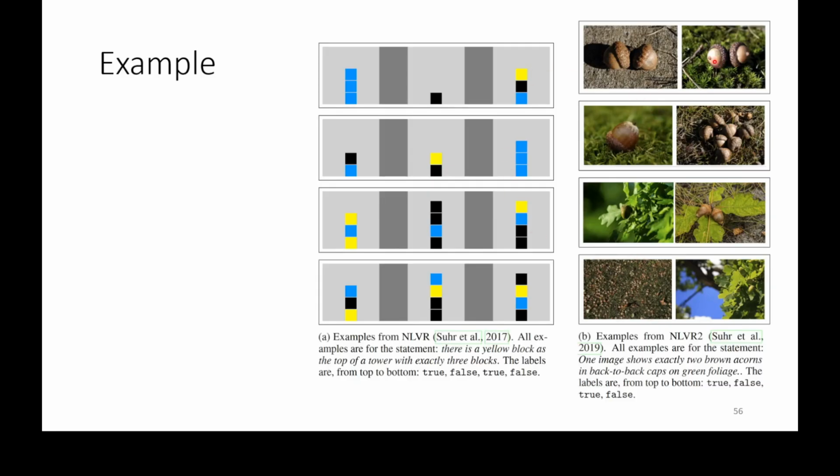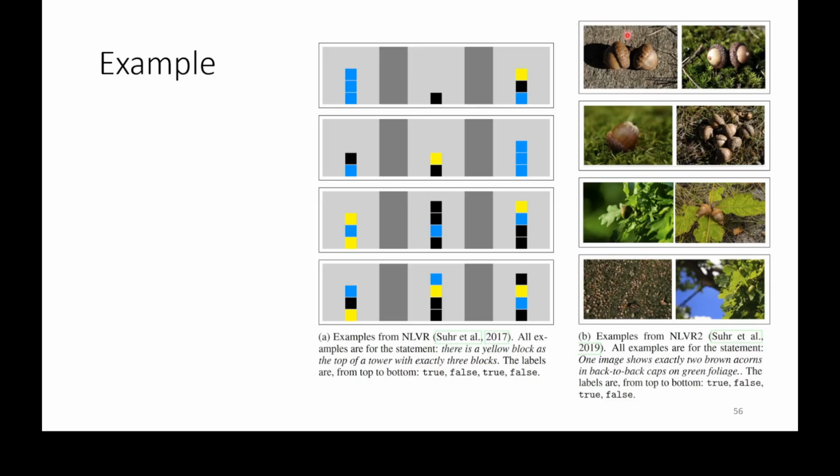There are 2 images, and the question is: one image shows exactly 2 brown crowns back-to-back on green foliage. What's the major difference from the first version to the second version? The first version uses synthesized images, and the second version uses natural images. This is the major difference, and the format is the same: you give the images and the sentence, and the answers are true, false, true, false.